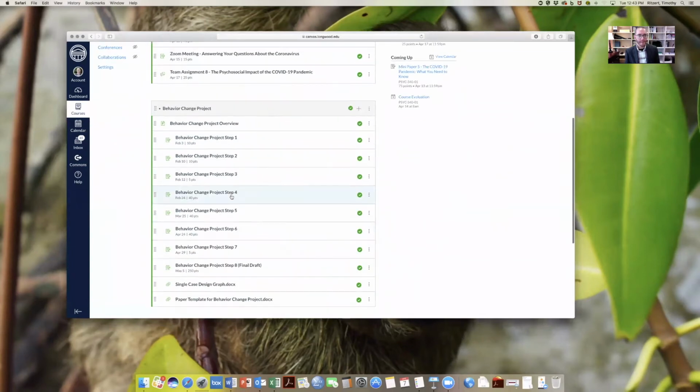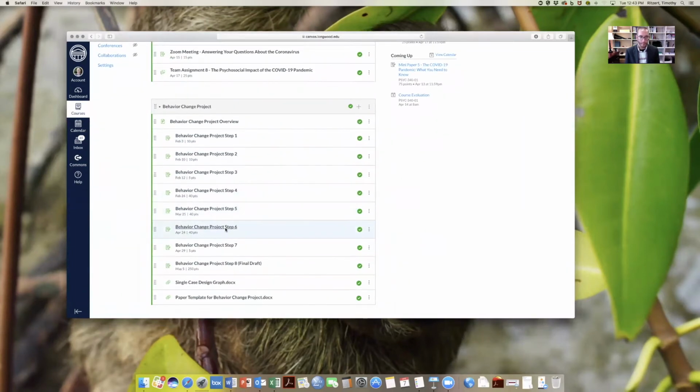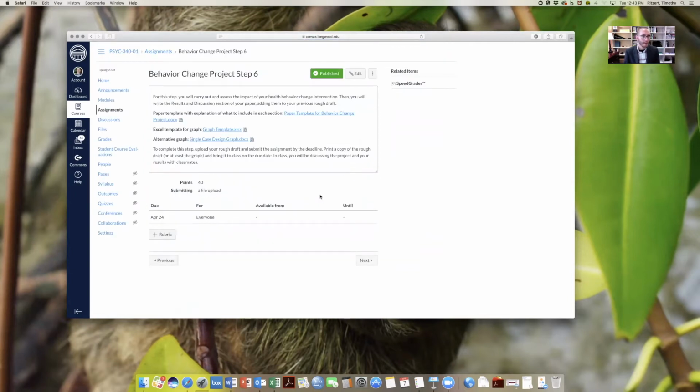So you'll see that step 6 is due on April 24th. For step 6, you'll be carrying out your behavior change project and actually implementing the single case design with a 5-day baseline phase and a 5-day intervention phase. You'll be monitoring the target behavior each of those days.